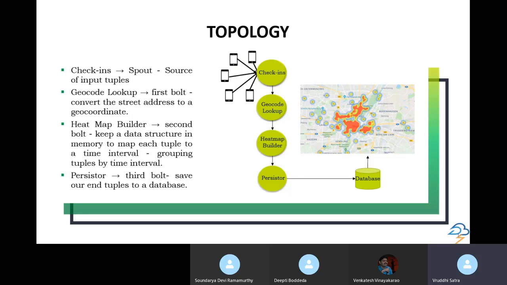Next is the heat map builder, the second bolt. It will keep a data structure in memory to map each tuple to a time interval and then group those tuples by the time interval. The last and third bolt is the persister, to save all our tuples into a database.